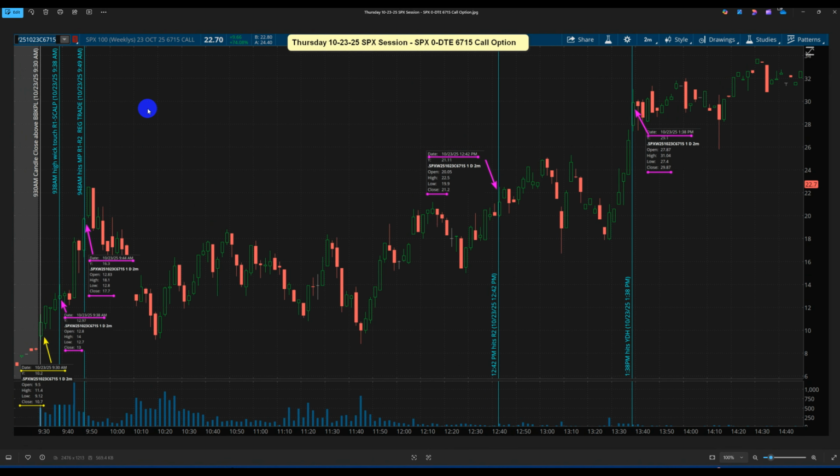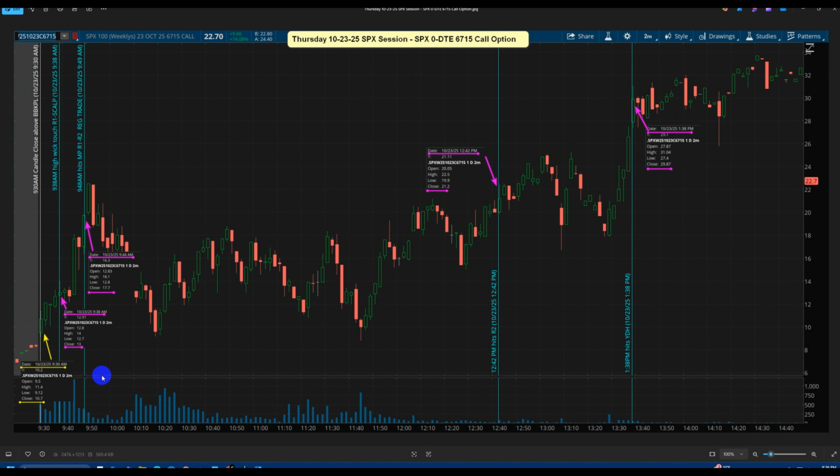Okay, here's the 67.15, the furthest out of the money. As you can see on the 9:30 a.m. entry, closed $10.70. Here is the R1 move, the one level move scalp. High on that on the wick touch of R1 was 14, after it backed off, closed at 13. Here is the 1.5 level move for the regular trade, 9:44, closed $17.70. Here is the R2 hit, the 2-level move, 12:42 p.m., $21.20. Here is the 1:38 candle close, $29.87. This is when it hit YDH.